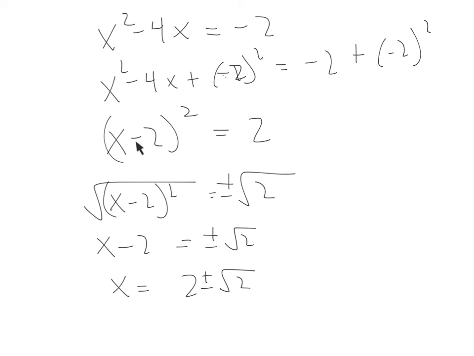Now we can take the square root of both sides. Make sure you use a plus or minus in front of that square root of 2. And that gives us x minus 2 equals plus or minus square root of 2, and then we're going to add 2 to both sides here to get x by itself. So there's our two solutions for that quadratic.